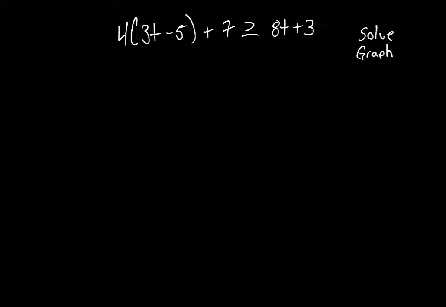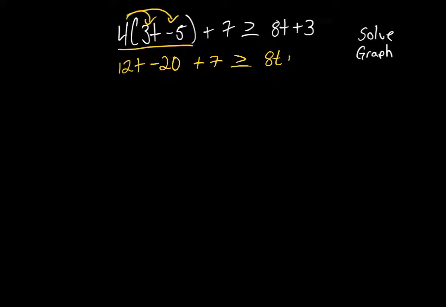The first thing that I would do is I would distribute this 4. When you see this inside of parentheses here, that tells you that you got to distribute the 4 to the 3t and to the negative 5. So 4 times 3t gives me 12t. 4 times negative 5 gives me what? Negative 20. Then I'm going to bring down the plus 7, the greater than or equal to the 8t plus 3. And now we just need to solve like we've been doing.